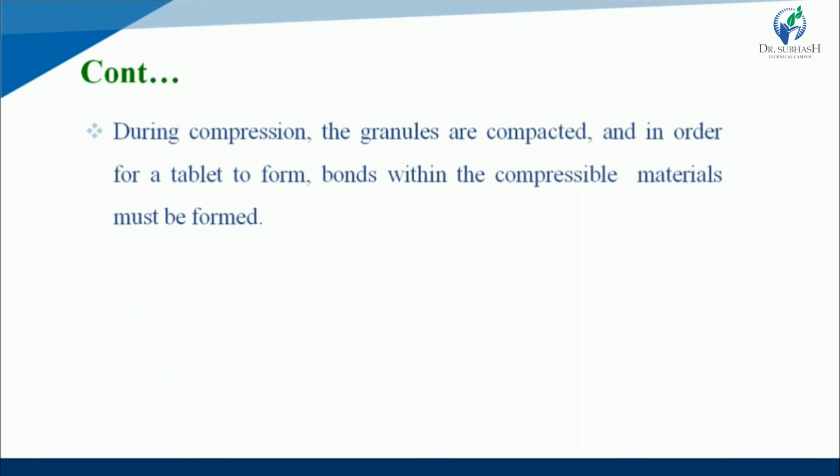During compression, the granules are compacted, and in order for a tablet to form, bonds within the compressible materials must be formed. So during the compression process, the granules are compacted and, in order to form a tablet, they form an internal bond between the various excipients and API.